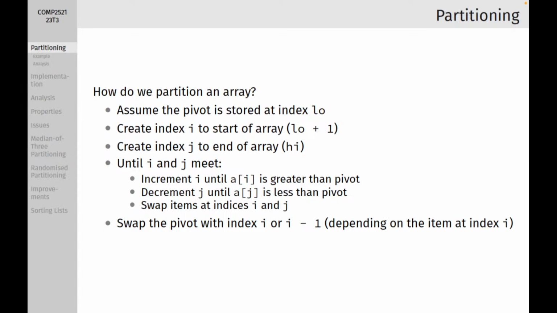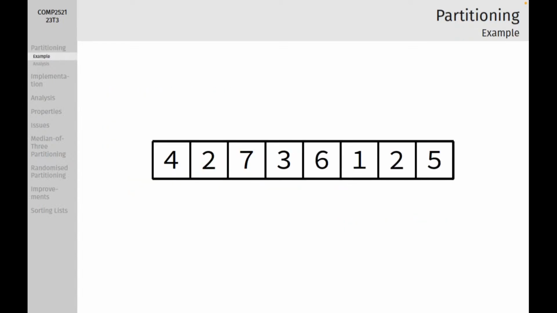And now we have two elements that don't belong on the sides that they're on at the moment. We swap them. So we swap the items at indices i and j, and then we just repeat that process until i and j meet in the middle, somewhere. And after i and j meet, we swap the pivot into the middle of the array, into index i or i plus 1. And I'll explain this in the example. All right, so let's jump to the example.